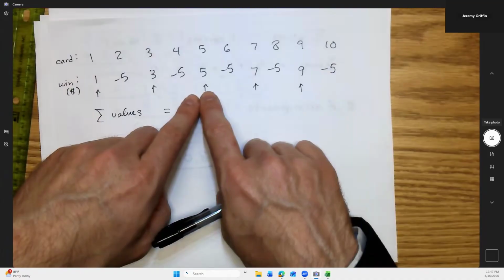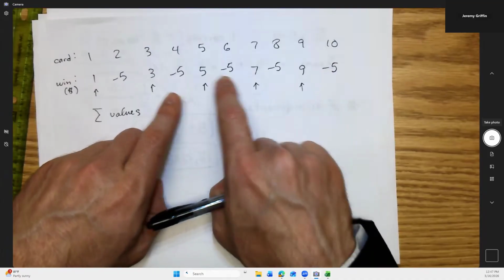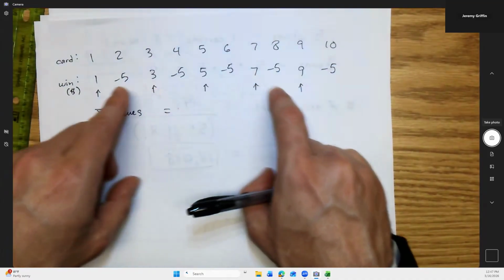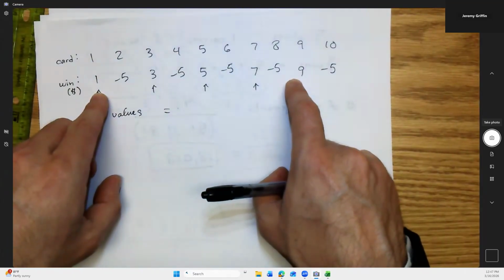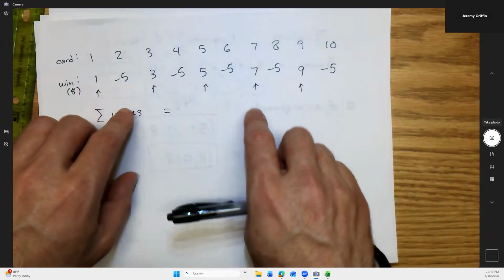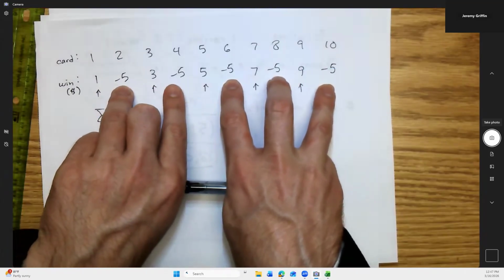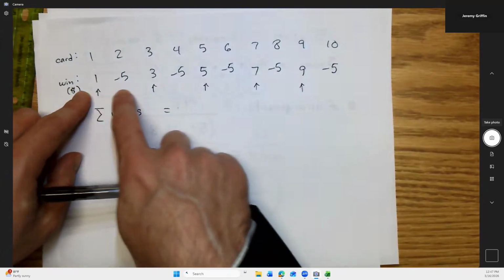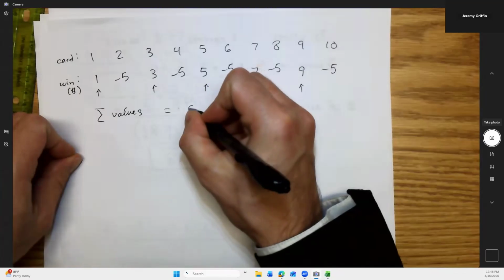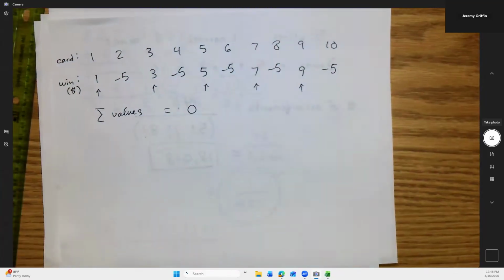What's the average of the winnings? Well, here it would be 5. 7 and 3, the average of that's 5. 9 and 1, the average is 5. And there are 5 ways to win. And the average loss would be -5, and there are 5 ways to lose. So if you add up all these numbers, you can do it on the calculator, what I said, you hit 0.